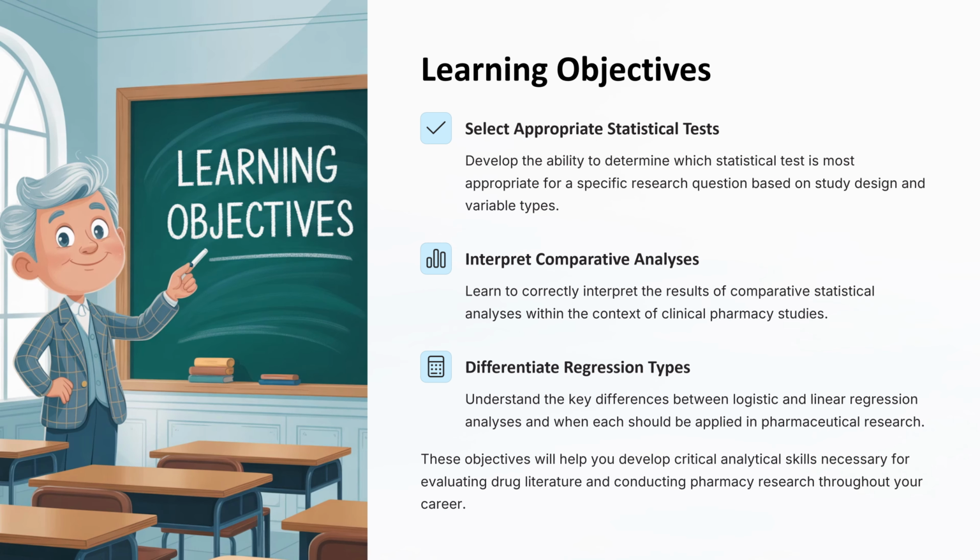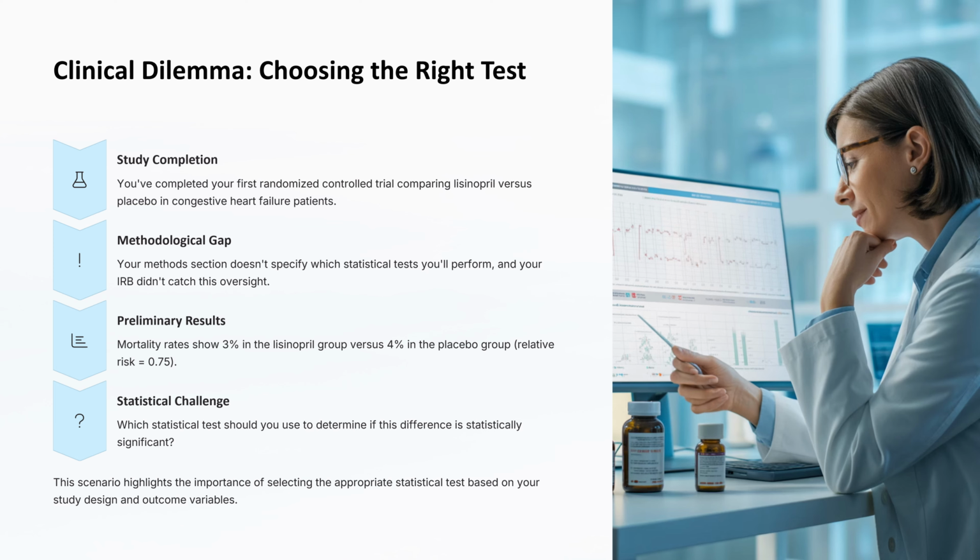For this lecture today, we're going to be figuring out how do we select a statistical test based on the data we have. Then we'll be looking at how do we actually interpret those tests. And then finally, we're going to be looking at different regression types and how to figure out between them and what they mean. So think about this as we go through this lecture.